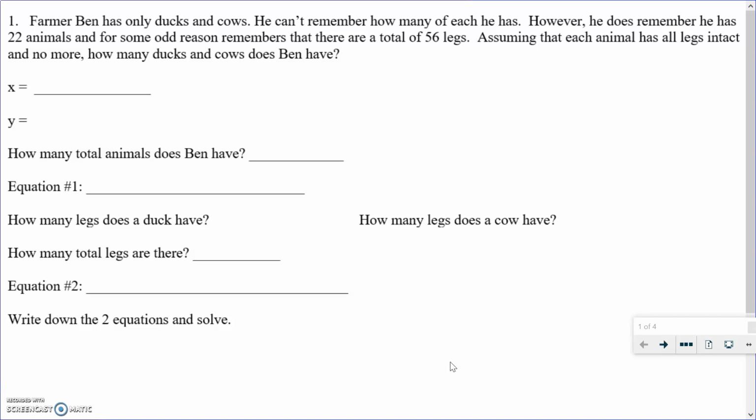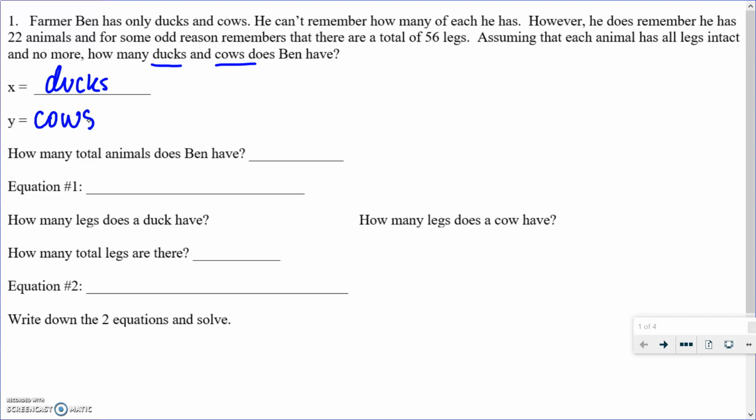So the first thing you want to do is define your two variables. There's always going to be two things we're trying to figure out. And in this case, it's how many ducks and how many cows. Okay? So I'm going to make this ducks. X is going to be equal to ducks. And Y is going to be cows.